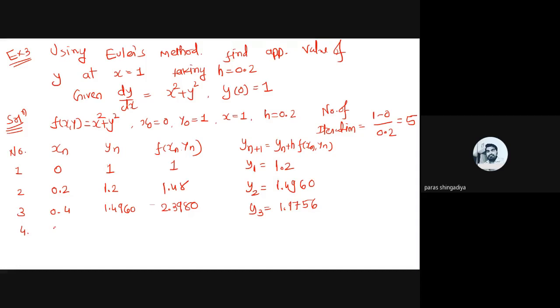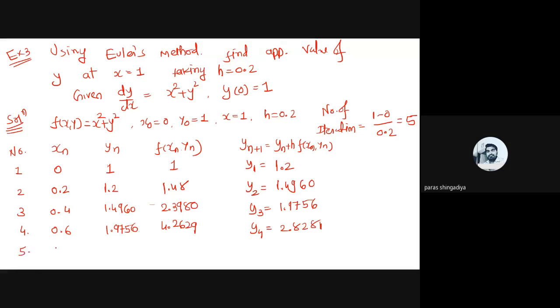Now the fourth iteration. Consider x3 as 0.6 and y3 as 1.9756, and now check the function value: 0.6 square plus 1.9756 square. It will be 4.2629. Now y4 will be 1.9756 plus 0.2 of the function value 4.2629. It is 2.8282, or 2.82818; you can write 2.82818, otherwise 2.8282. Both are true.